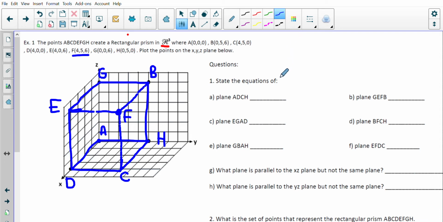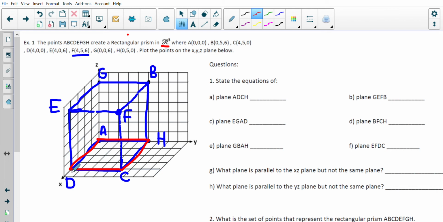All right, now we get to equations of planes. All right, so it says questions here. State the equations of plane ADCH. Okay, so let's see here. Let's go with red. So ADCH. Again, a plane is like a wall or a ceiling, or in this case, the floor. And when you're coming up with the equation of a plane, what you're looking at is what coordinate stays the same on this plane. That's how I look at it. I always struggle with this.